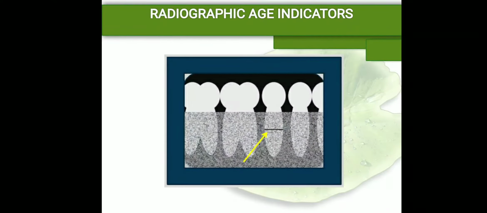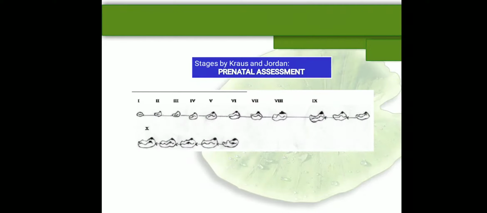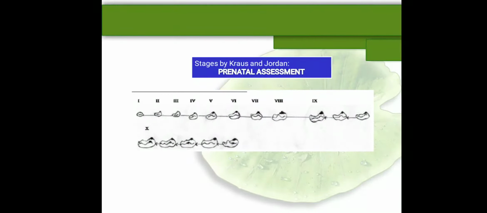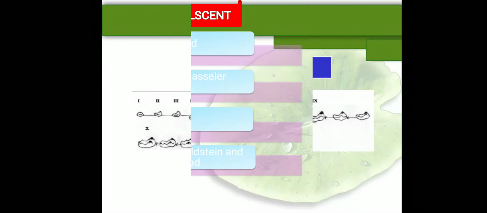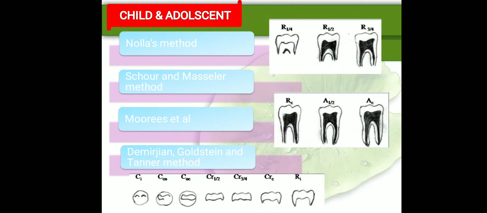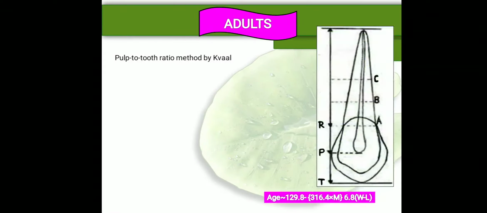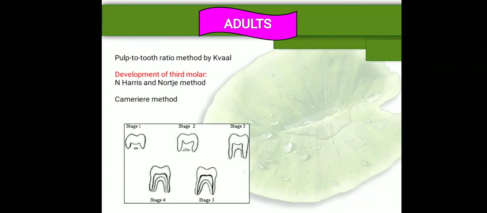Radiographic age estimation: how the forensic radiologist helps in the forensic department. From X-rays, we can tell the age of the individual. Many authors have given their stages. First, prenatal assessment is by Cross and Jordan. For adolescents and children, Nolla method, Schour and Massler method. Moorrees' method is a very common method which we use for child and adolescent age calculation. For adults, we also have methods to calculate the age: pulp to tooth ratio by Kvaal, Harris and Nortje method by development of third molars, and Kemkes method.